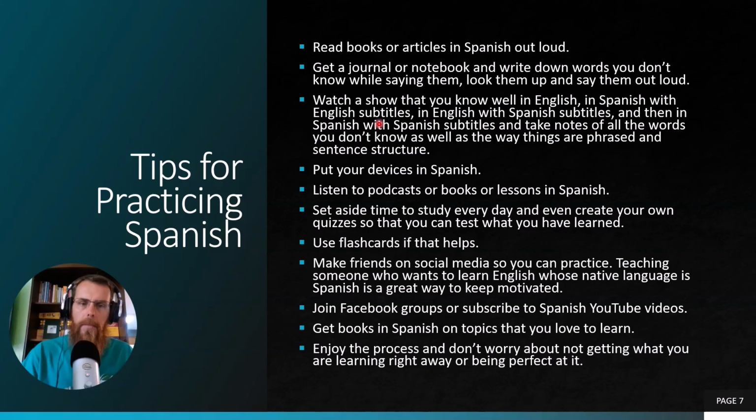So watch shows in English with Spanish subtitles, then watch it in Spanish with English subtitles, and then watch it in Spanish with Spanish subtitles. But know what you're watching. Like, know the movie first in English, then Spanish, then completely in Spanish. That way you can hear the people and the way that they speak quickly.